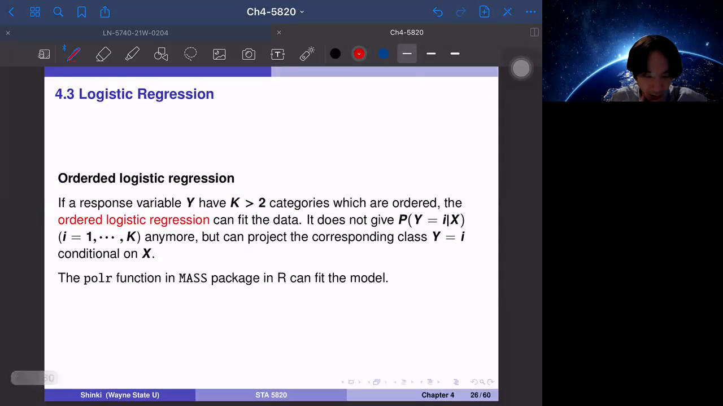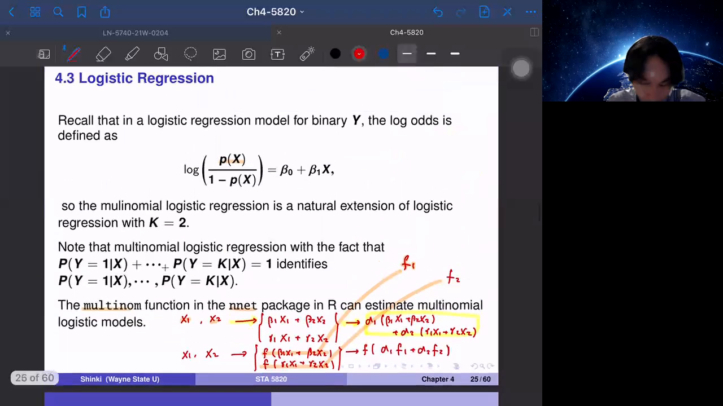The next topic is ordered logistic regression. Before that, do you have any questions on multinomial logistic regression? We don't discuss this in detail, but in the final presentation, one student from the previous class will present something about multinomial logistic regression.